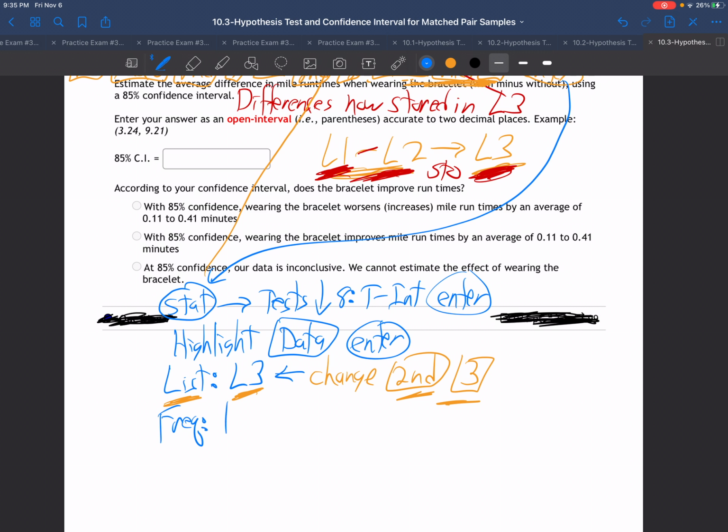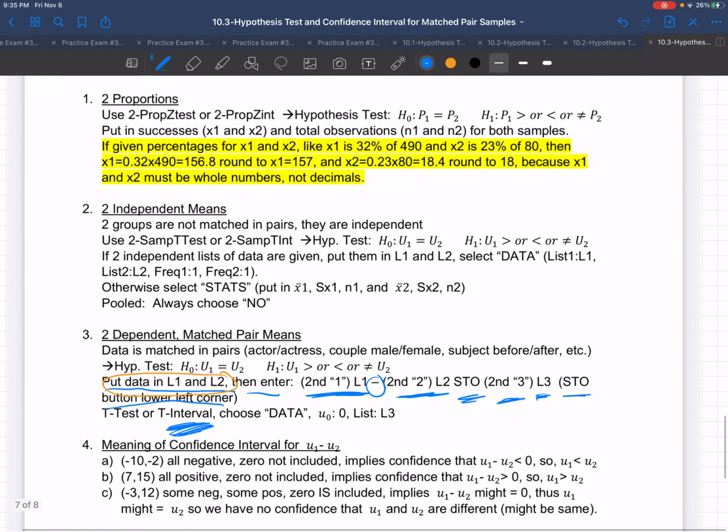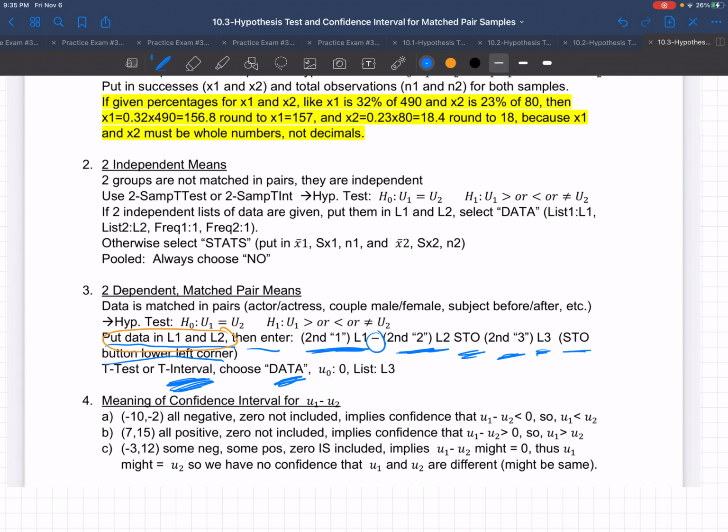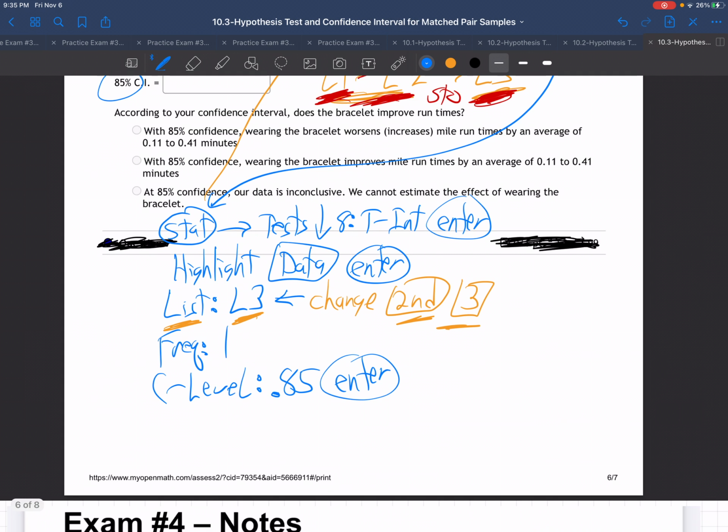Frequency's just 1. Confidence level, whatever it is. They want it 85%, I guess. 0.85. And then hit enter. The calculator will do it. So that's what these notes are telling you right here. Data, list is L3. It's very important. The list is L3. So did everybody see that?